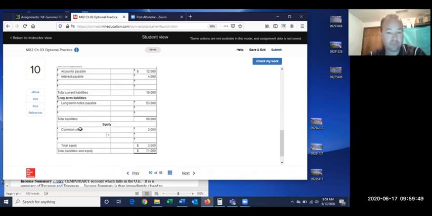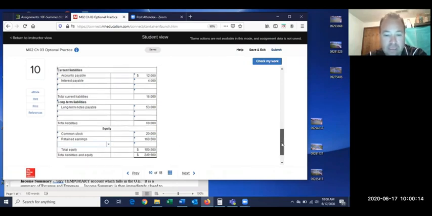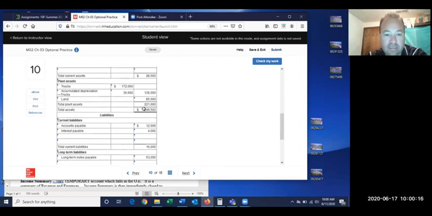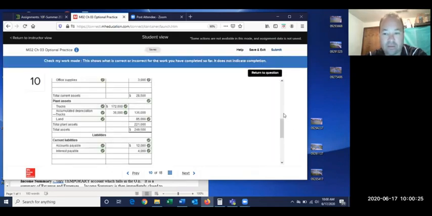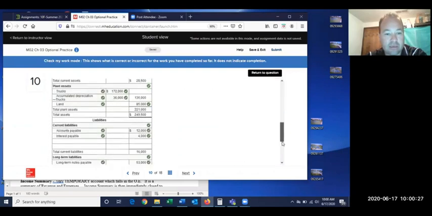20,000. Then my retained earnings. This would be my most up-to-date number, the 160,500. Gives me my total equity. And then the final thing I always want to check, does my total liabilities and equity, 249.5, equal my total assets? And it does. So I can be rest assured that I probably have done everything correct. And it looks like I did. I got all check marks.